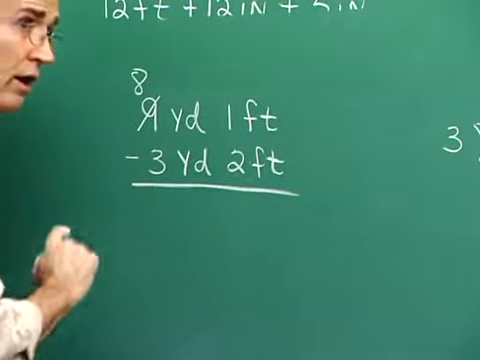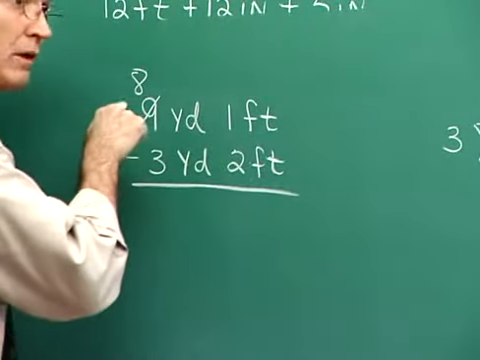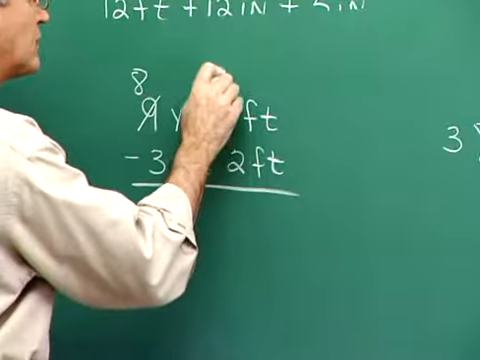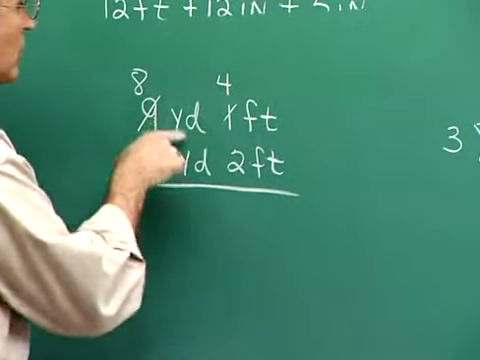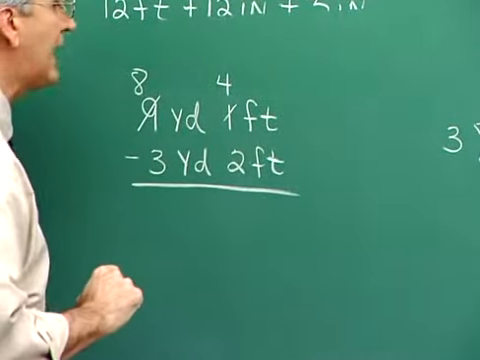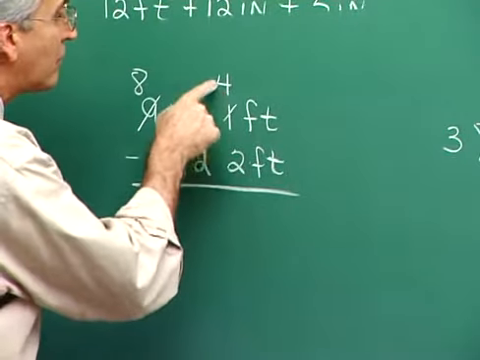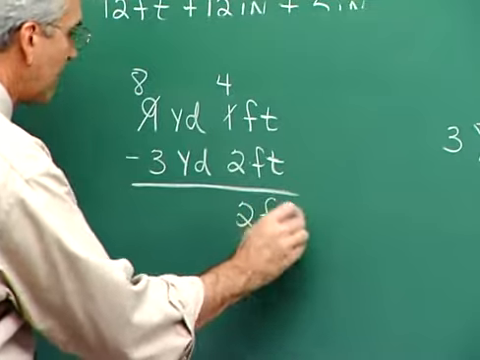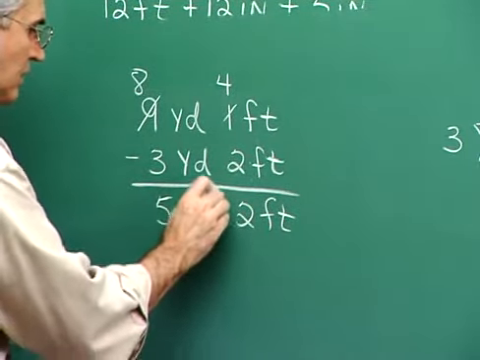Now, the 1 yard that we borrow is really 3 feet. So we take the 3 feet that we borrowed and add to the 1 foot that we already have here, and that gives us 4 total feet. You see, so really this is 8 yards, 4 feet, which is the same thing as 9 yards, 1 foot. Now we can subtract. 4 feet minus 2 feet, 4 minus 2 is 2. And then 8 minus 3, 5. So 5 yards, 2 feet.